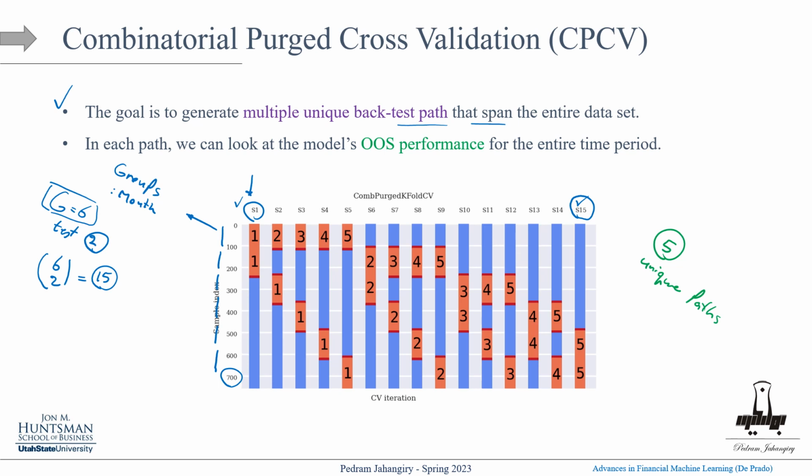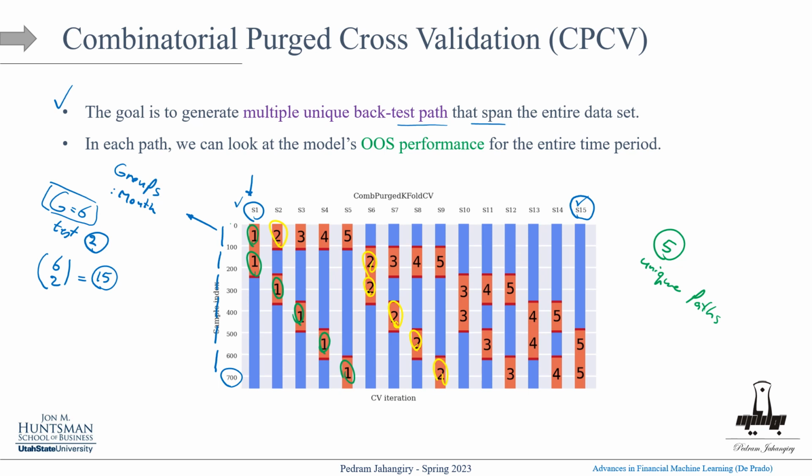So basically here, let's go ahead and label them with numbers. This is a unique path that spans the entire data from, let's say, month 1 to month 6, day 0 to, I don't know, 700, the unit is different, right? So this is path number 1, path number 2, path number 3, number 4, number 5, and so on.